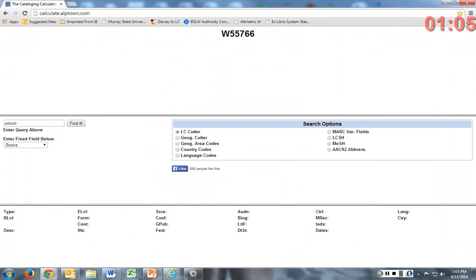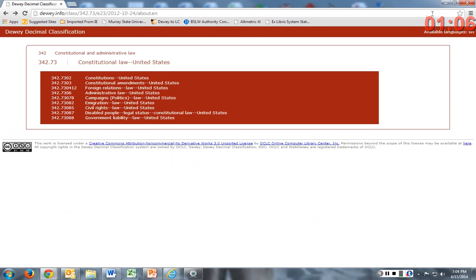I'm definitely not going to use the full cutter that's given to me. I'm going to cut it off at the second number, so a total of 3 digits for the cutter, the first part of the cutter. I could have extended it depending on how many works I have in that area. 342.73 W55. If I've got a lot of books on that, I may want to add another cutter just to be able to give them their unique numbers. But I'm just going to go with W55.